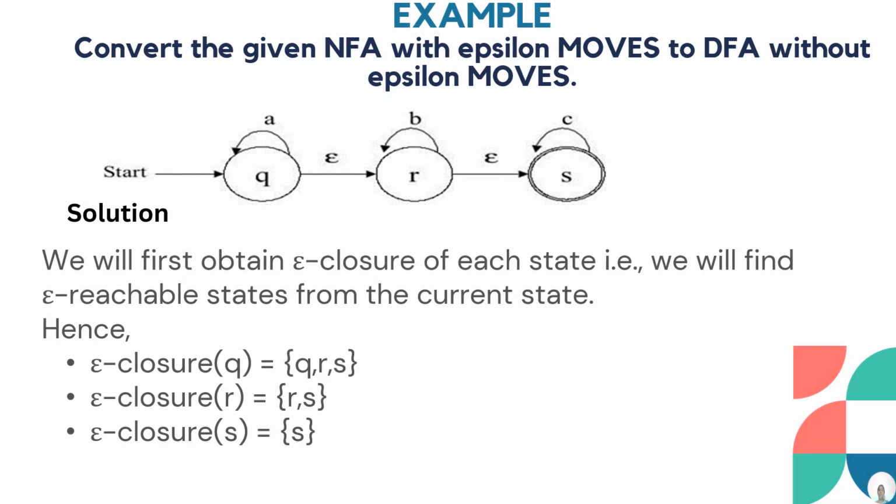Next, we move on to an example of converting the given NFA with epsilon moves to a DFA without epsilon moves. Here the NFA with epsilon is given. Solution: we will first obtain the epsilon closure of each state, that is, we find the epsilon-reachable states from the current state. Hence, epsilon closure of Q equals QRS, epsilon closure of R equals RS, epsilon closure of S equals S.